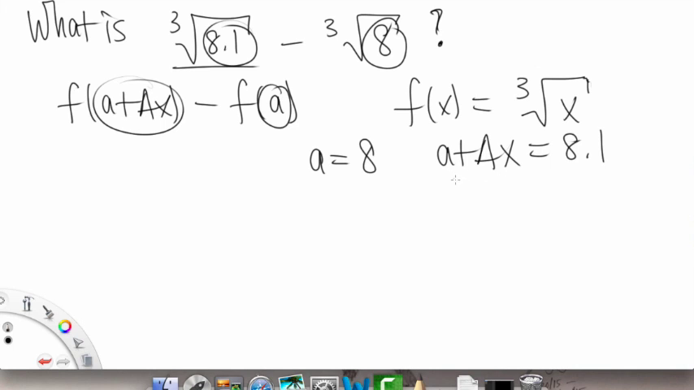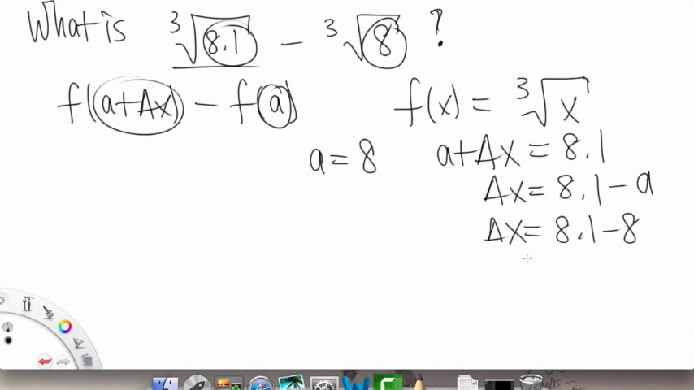So if we subtract the a to the right side, then we get that delta x is equal to 8.1 minus a. And we figured out that a is equal to 8. So 8.1 minus 8 gives us a delta x of 0.1. See how this is pretty small, right? That's what we mean by small. Not like 100 or something, because then that would make our approximation very inaccurate.